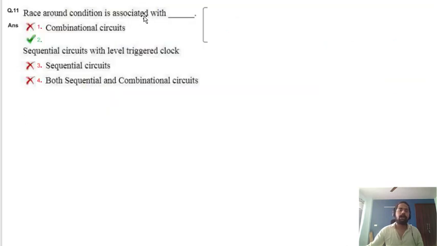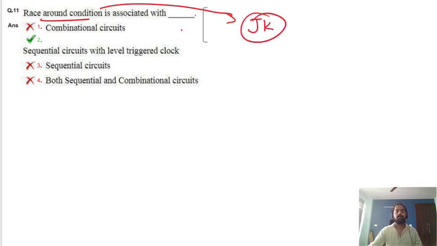Next question. Race around condition always occurs in a JK flip-flop. To improve this, we use master slave JK flip-flop. So this race around condition is associated only with sequential circuits with level triggered clock. Okay, so option second will be the correct answer.